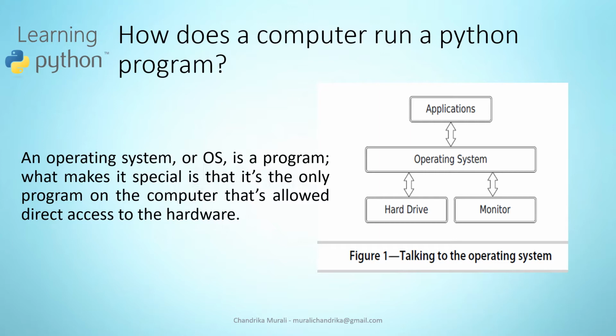Before going further, let us see how we can run these programs or instructions on the computer. As you can see, a computer is nothing but hardware, and it will not interact with each and every application directly. Hardware will only interact with the operating system, which is a special software which will facilitate other applications to interact with hardware.